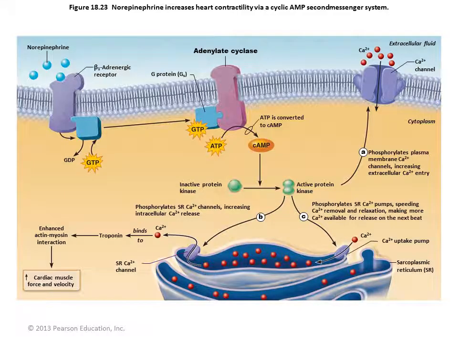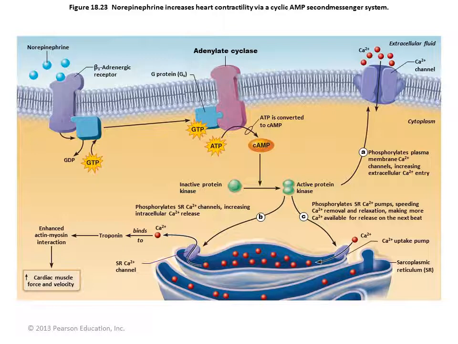Let's look at this slide. How epinephrine increases heart contractility via a cyclic AMP second messenger system. As you see there, norepinephrine causes pacemaker cells to fire more rapidly and increases contractility. And epinephrine binds to the beta-1 adrenergic receptor and increases the heart rate and contractility. The parasympathetic nervous system opposes sympathetic effects.